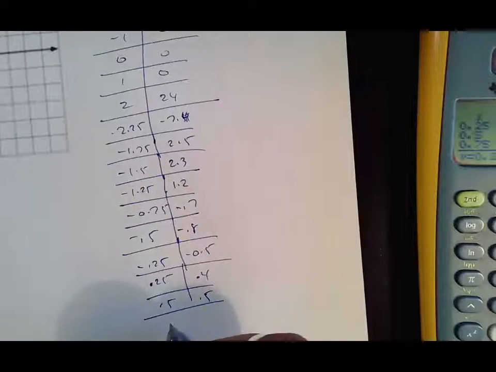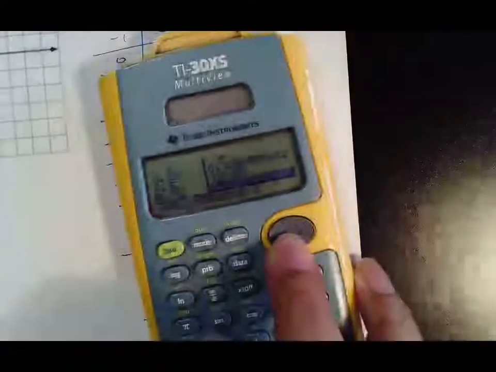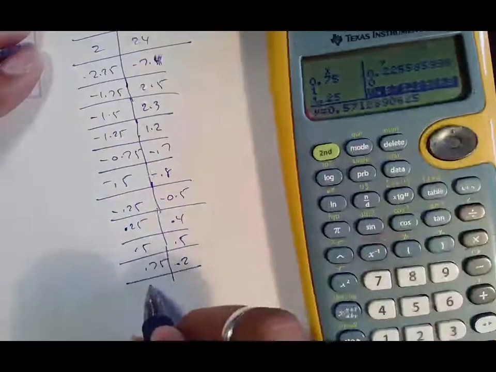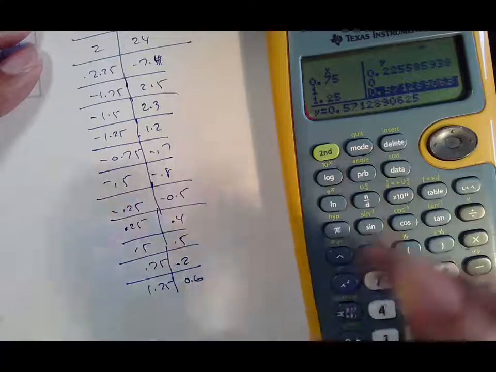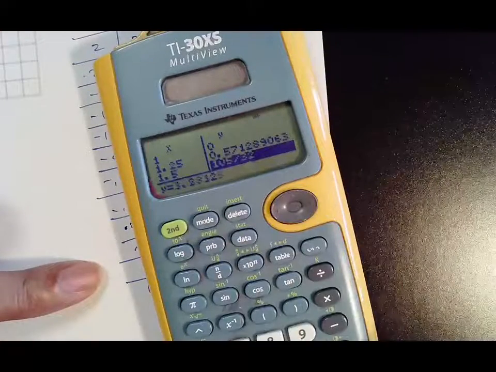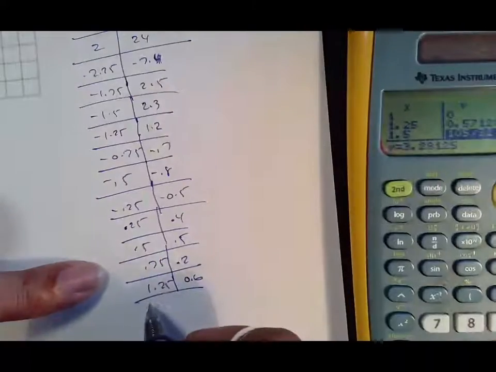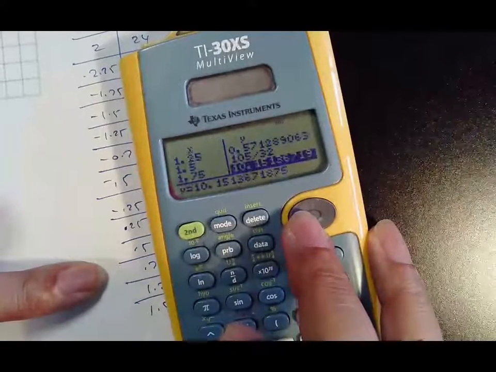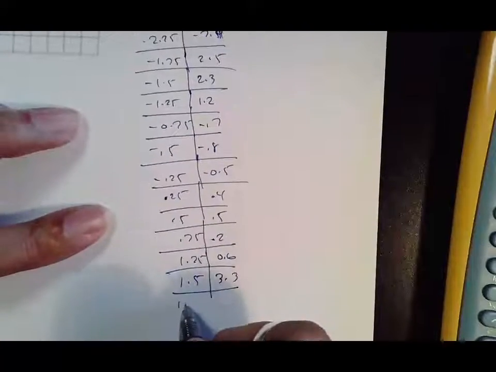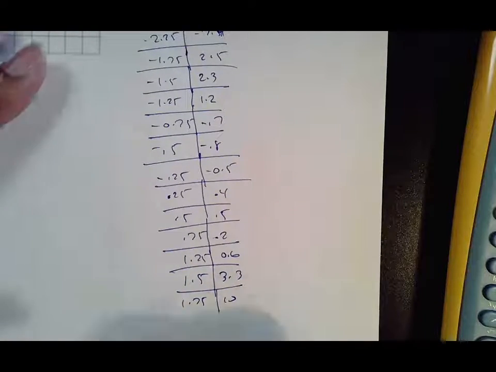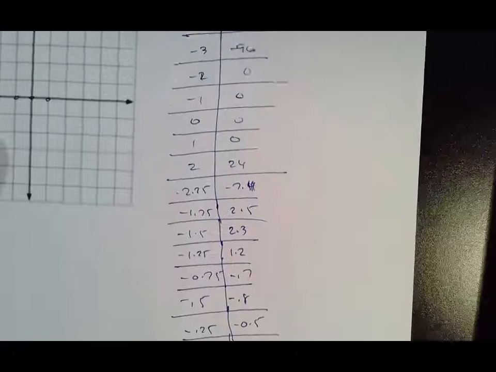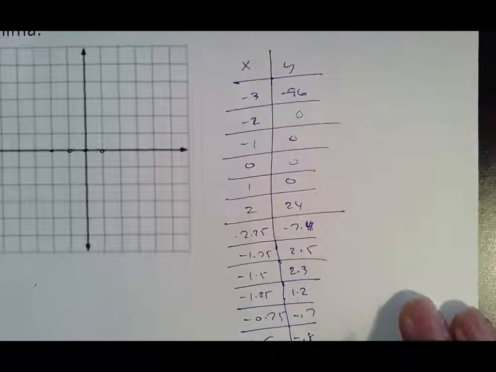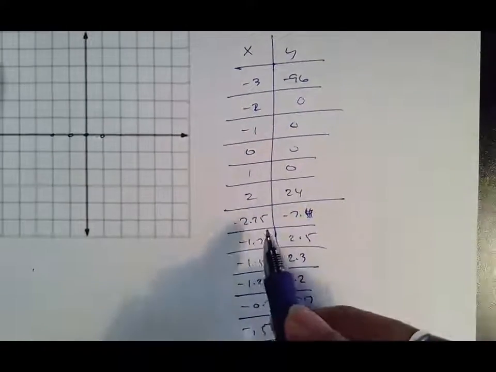0.75 is at 0.22. So just 0.2. 1 is at 0, we know that. Almost there. 1.25 is at 0.6. 1.5 is at 3 point something. 3.3. 1.75 is at 10. So we have enough points. And if the complaint is that's a whole lot of work, I want you to imagine doing this without a table. So it is work, but that's why I said to make sure you respect this stuff, because it's really not as easy as it seems.